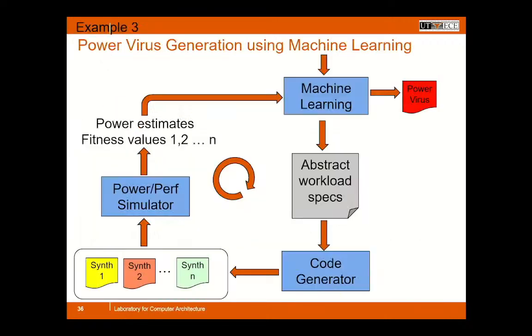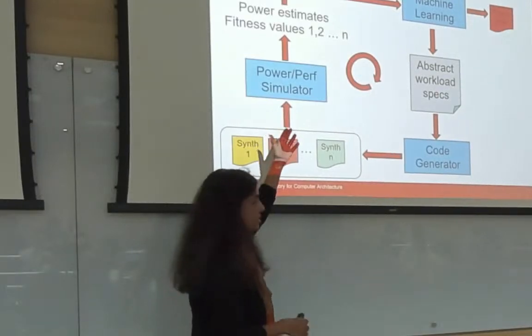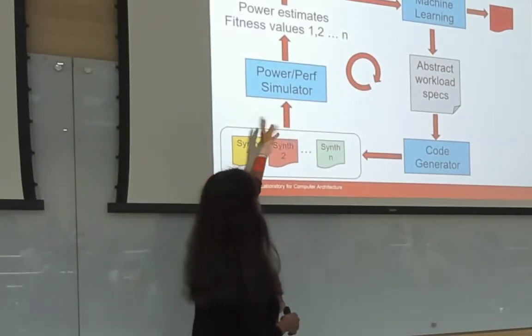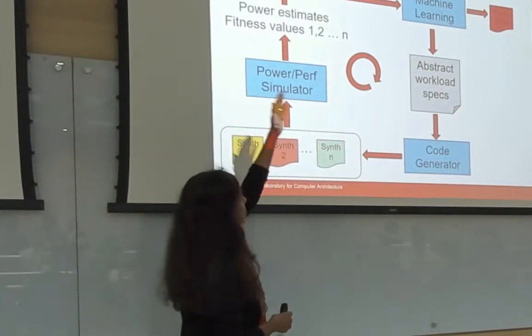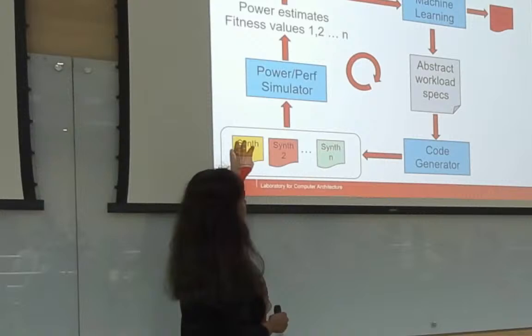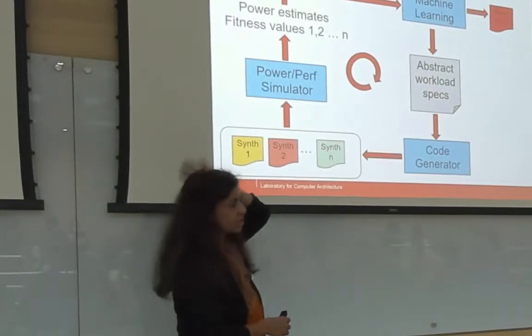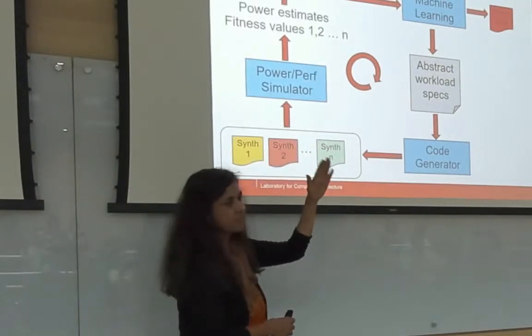But now we could use the same principle and create some synthetic programs. If I want to make a stress mark for an x86 that's on my desk, I feed these synthetic programs to either a simulator or an actual platform. You get the power or performance metrics for each of these synthetics, give them to a genetic algorithm, which is what we used in the machine learning block, and that finds some knob values which are different than what I used already.